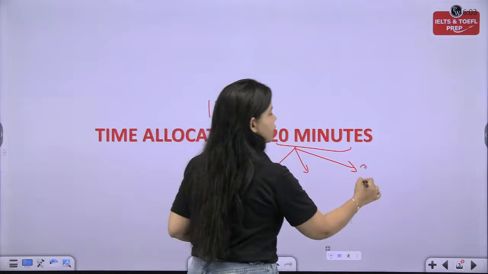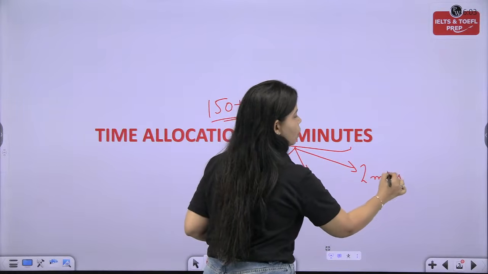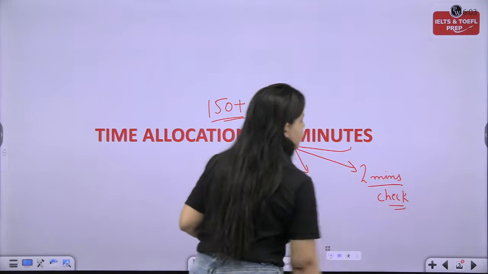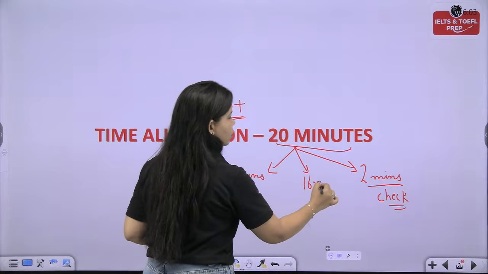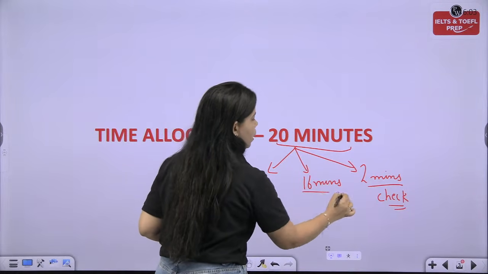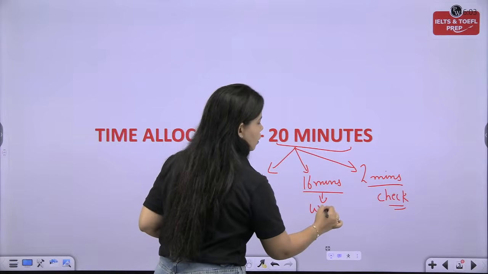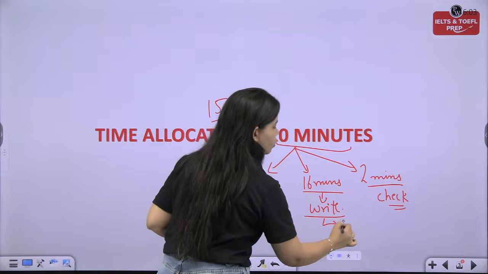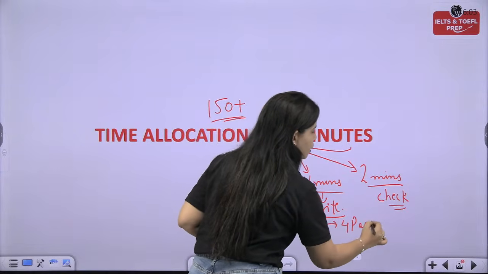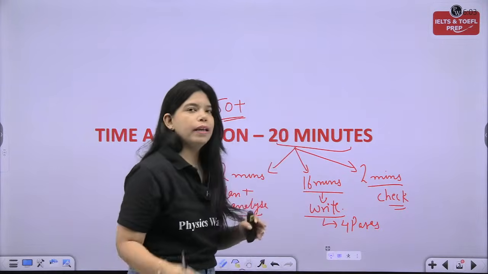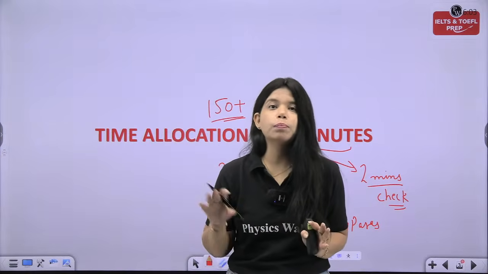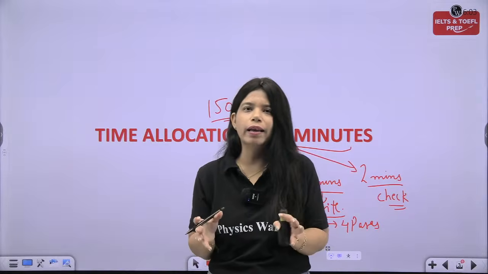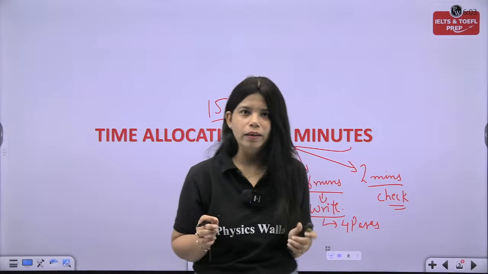In the last 2 minutes, you are going to check your work for any grammatical goof-ups, spelling goof-ups, proofreading basically, and that will leave you with around 16 minutes in your hands to write the entire report. Now you need to understand something here. In these 16 minutes, you are going to write 4 paragraphs. That means you barely have 4 minutes per paragraph. So when you do this kind of mathematics, you realize what is the speed that is required of you.